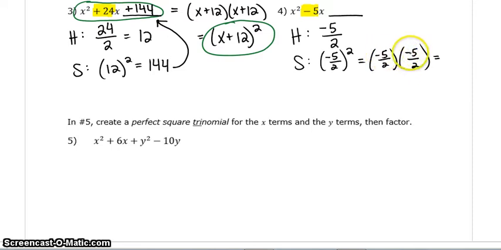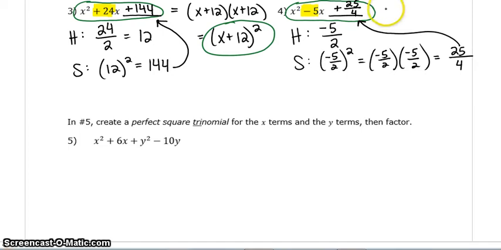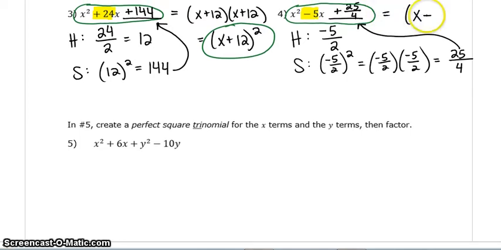Multiply the numerators. Negative 5 times negative 5 is positive 25. Denominators, 2 times 2 is 4. 25 over 4 is what I get when I square it, so that's what I need to add. When I take a look at the perfect square trinomial that I've just created, x squared minus 5x plus 25 fourths, I can factor it into x minus 5 over 2 times x minus 5 over 2, which is x minus 5 over 2 squared. So that's where we can stop with that example.